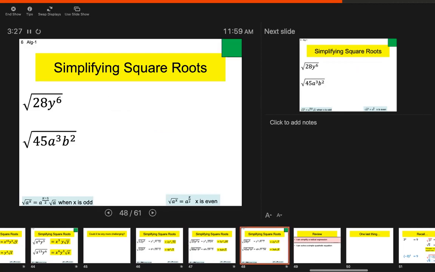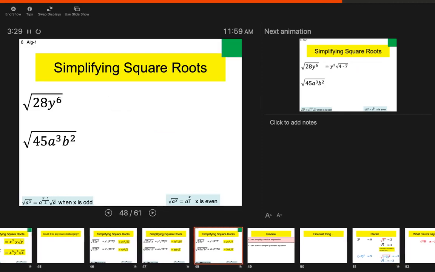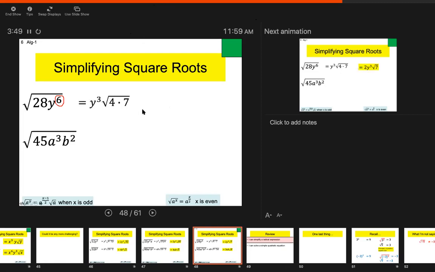All right, maybe 2 more. I'll annotate this one. Let's see. 6 is even. So the rule for even is we just simply take half. Half of 6 is 3. So we got y to the 3rd on the outside. Done. 28. Let's see. That's 4 times 7. The square root of 4 is 2. So 2 goes on the outside, and you're left with 2y cubed root 7.